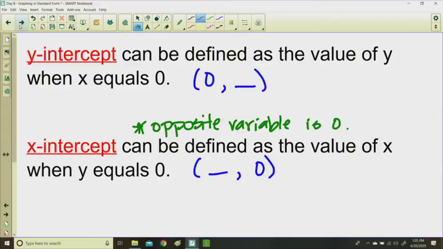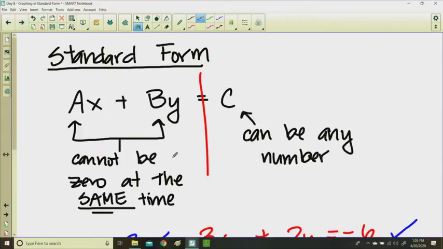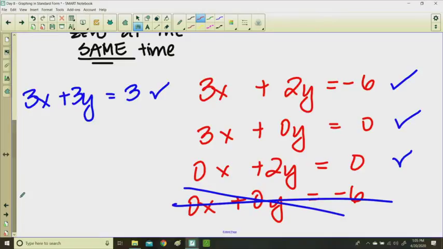Now let's go ahead and look at this. There is a rule for this. A and b can be any number except 0 together. Now c doesn't matter. C can be whatever it wants. It could be 0, it could be anything. The thing is, a and b cannot be 0 at the same time. So here are some examples that work and that don't work.